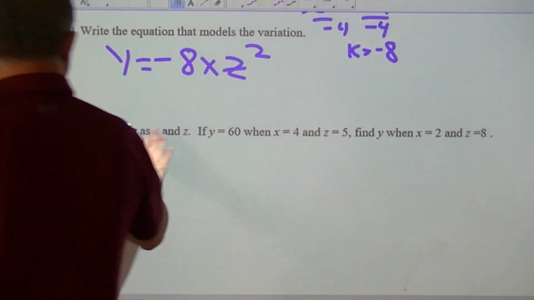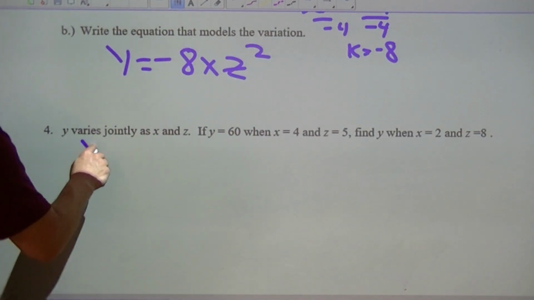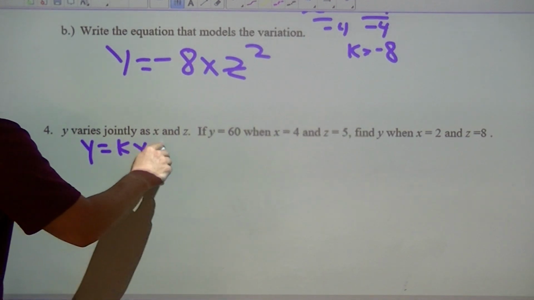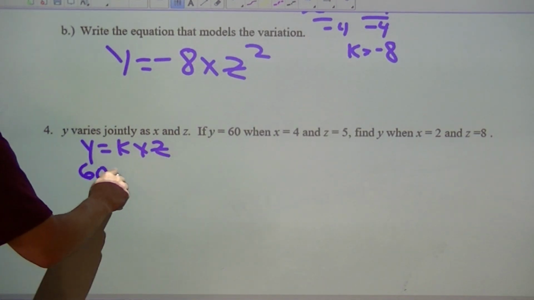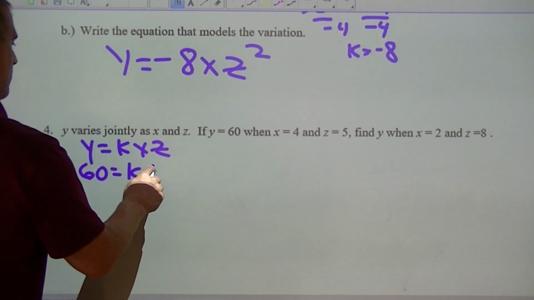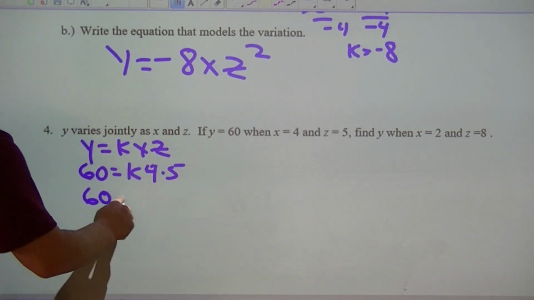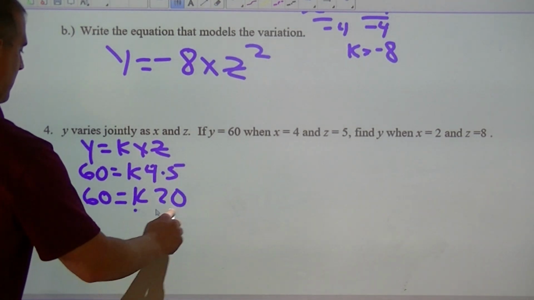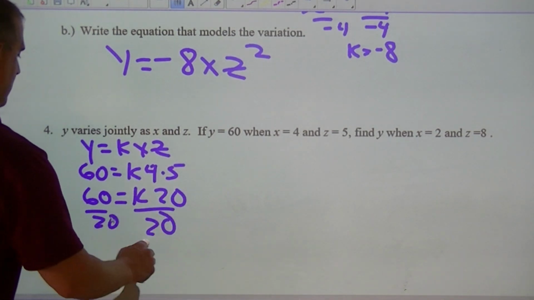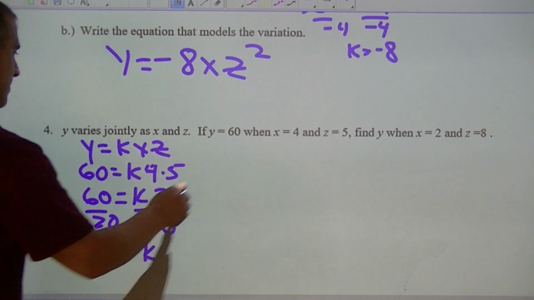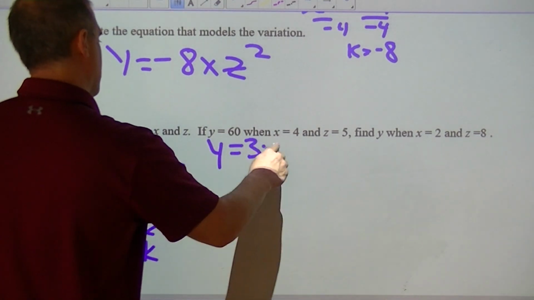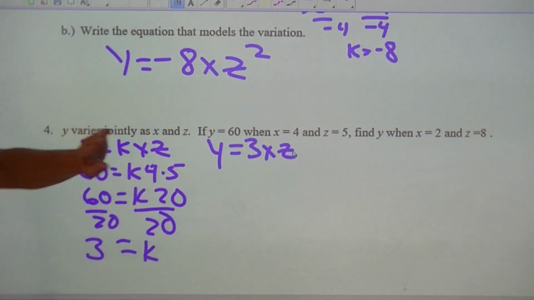Y varies jointly as x and z. Here would be the model. Numbers: 4 and 5. Once again, I would type those in and get 20. Divide by 20, you get 3. And then I'm going to rewrite my equation. So that changed. Regardless of the problem, that's what we're going to do.